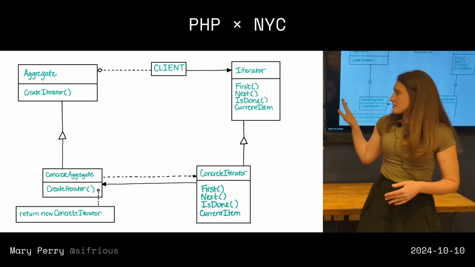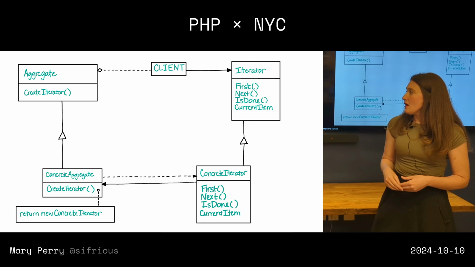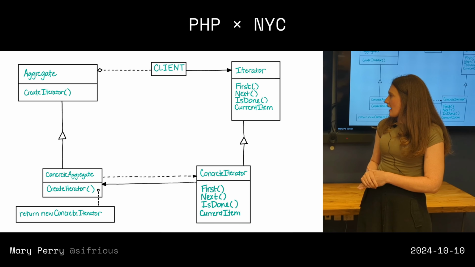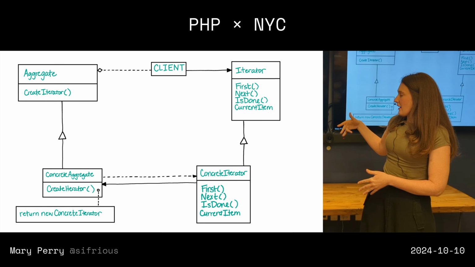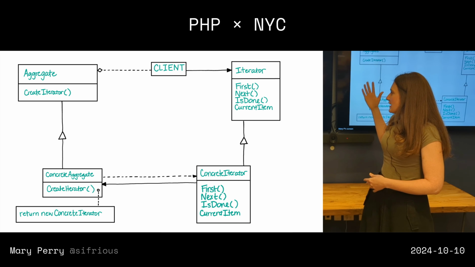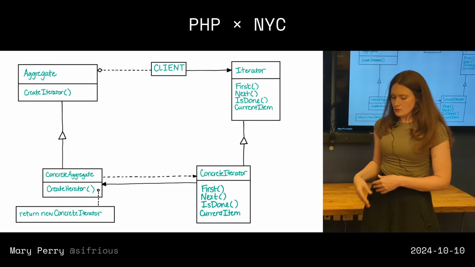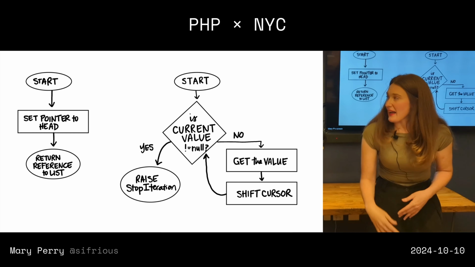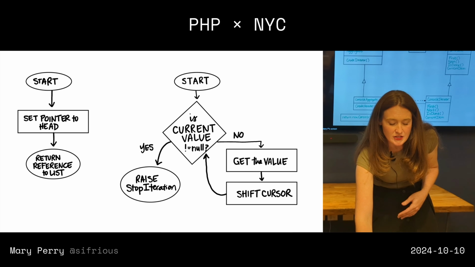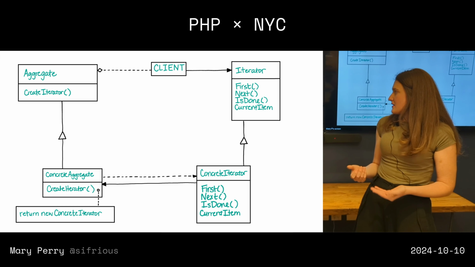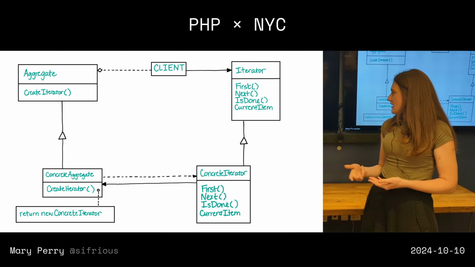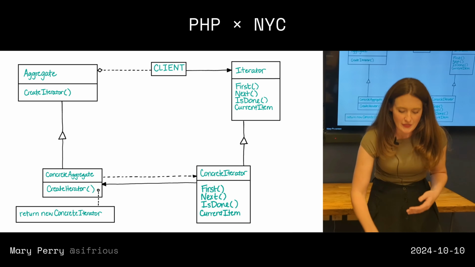So this is kind of the Gang of Four terms again. We have an aggregate and a concrete aggregate, which is the inherited implementation of that aggregate. And then we have an iterator and a concrete iterator. So if we were looking back at this, we might say that these general purpose functions would make sense with that flowchart. Next, first, is done, current item. It's kind of a good way to think about things.